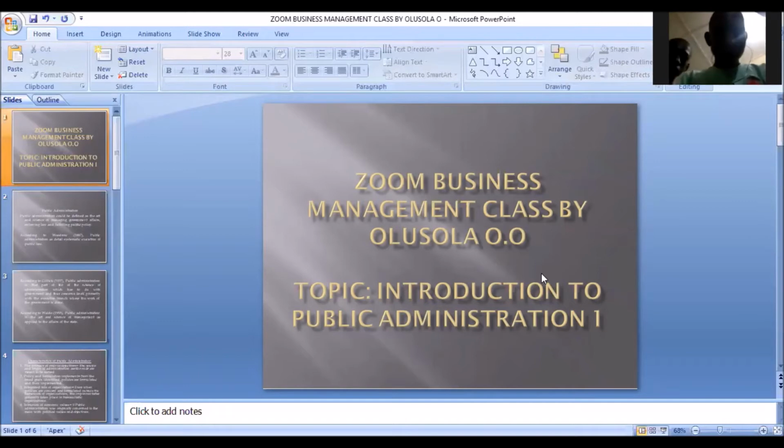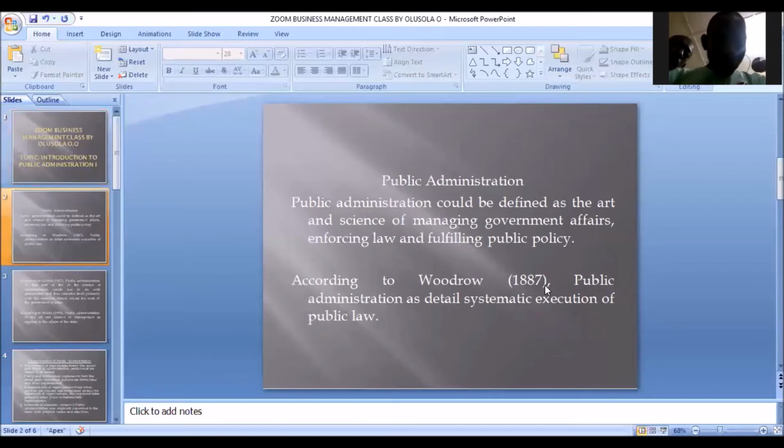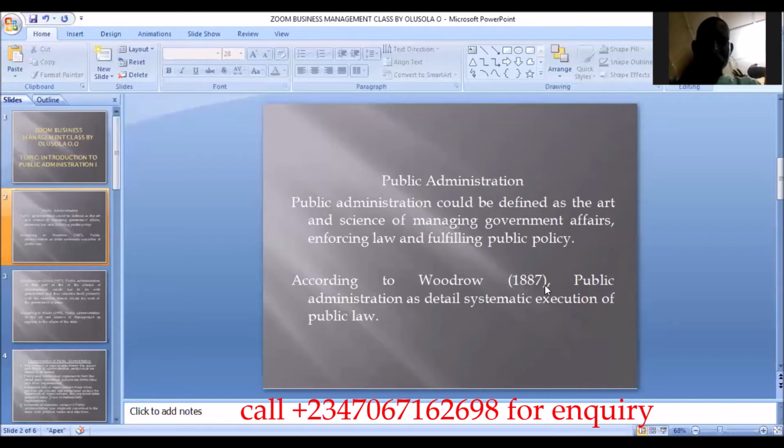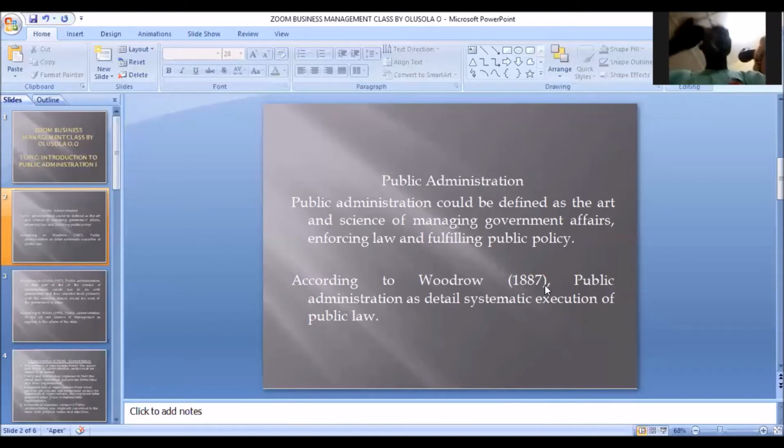So administration could be discussed in the sense of private. Then we can also discuss administration in the sense of public, or argue that administration could be private or public. That establishes our argument under public. Let us look at definitions of public administration put forward by different scholars. Generally, the school of thought has argued that public administration could be an art or science of managing government affairs, law enforcing, or fulfilling public policy or programs.